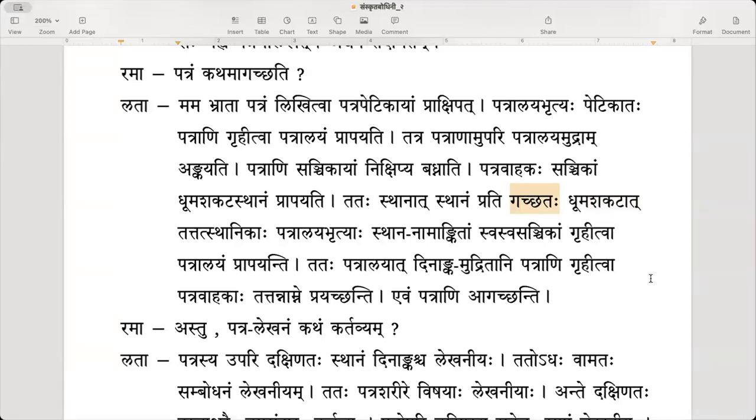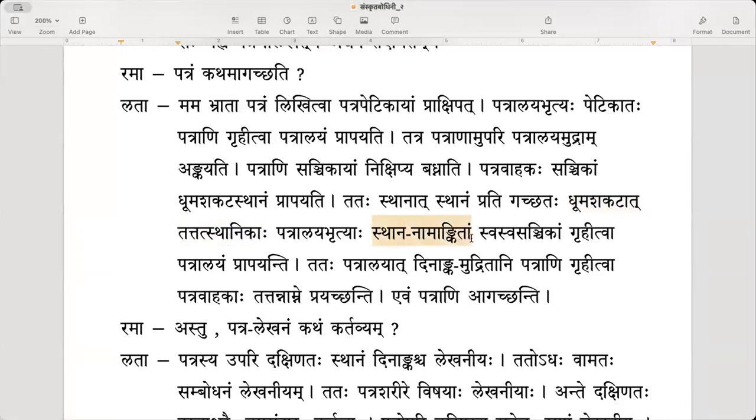So, from the Dhuma Shakata, from the steam engine or from the train, which is going, gachataha, from one place to another place, it has several stops. Sthanat sthanam prati gachataha dhumashakatat, from the train which is going from place to place. Tattat sthanikaha patralaya bhrityaha, the post office workers who are present in that particular station, tasmin tasmin sthane vartamanaha bhrityaha. So those workers who are present in each and every place, what do they do?